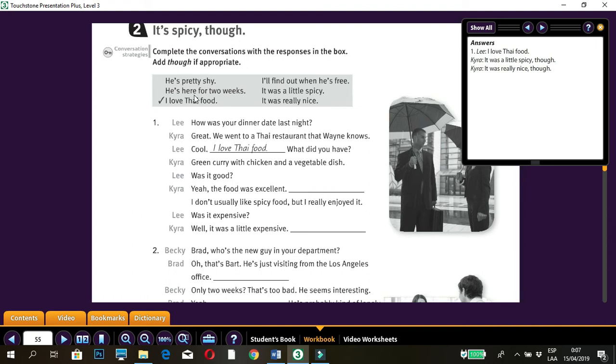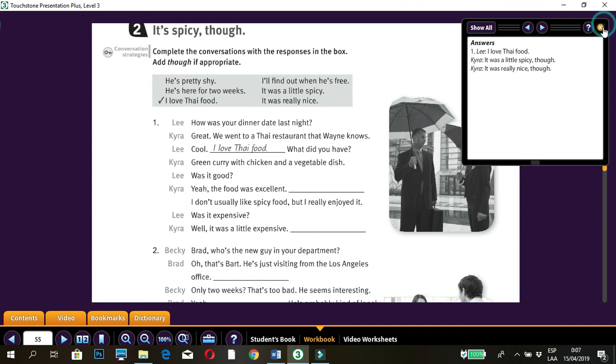O sea, la comida estaba excelente, ¿ya? Pero a pesar de que estaba excelente, estaba un poquito picante. Okay, so we have opposite ideas. Estaba excelente, pero picante. Okay, and in the last one, was it expensive? Well, it was a little expensive. It was really nice though. Estaba muy, muy bonito. It was really nice though. Okay, so let's go to the next one.